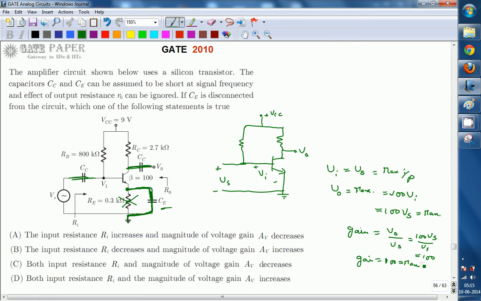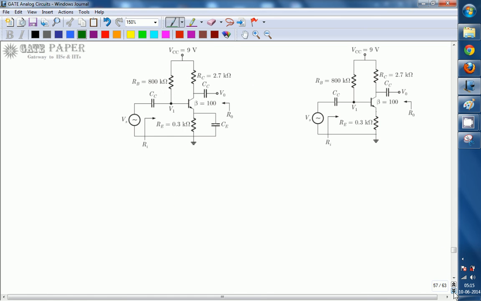Now let us assume CE is disconnected. What happens? This is the circuit with CE, whereas this is without CE, that is, CE disconnected. So one is with CE, the other is without CE. With CE, the conclusion we made is that AV, the voltage gain, is maximum. AV is maximum with CE.